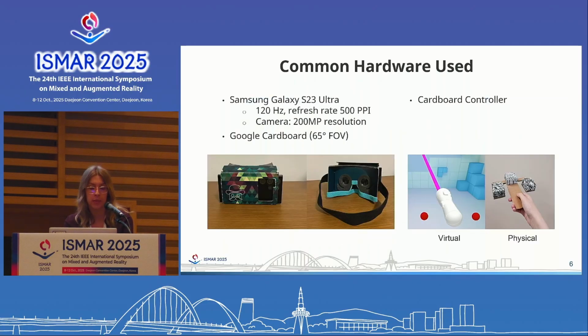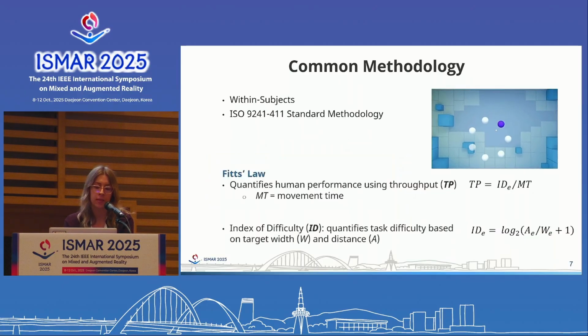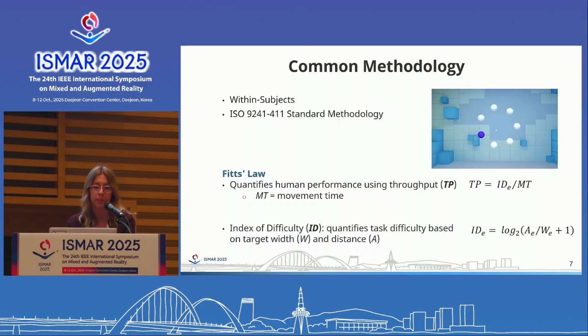For both experiments, we used a Samsung Galaxy S23 Ultra, a Google Cardboard with a 65-degree field of view, and the cardboard controller. Both studies had a within-subject design and employed the standard ISO selection task based on Fitts' law. The selection task includes a ring of targets. Targets are selected one at a time, and selections are evenly spaced apart.